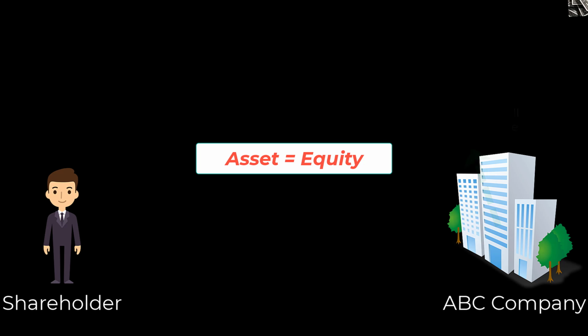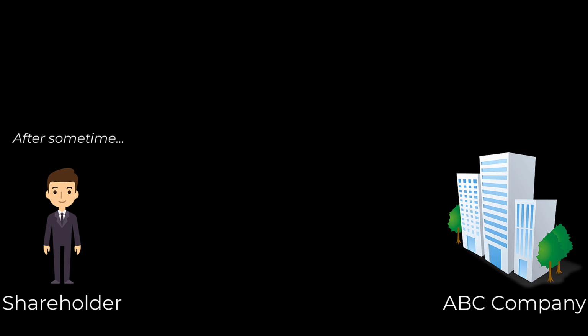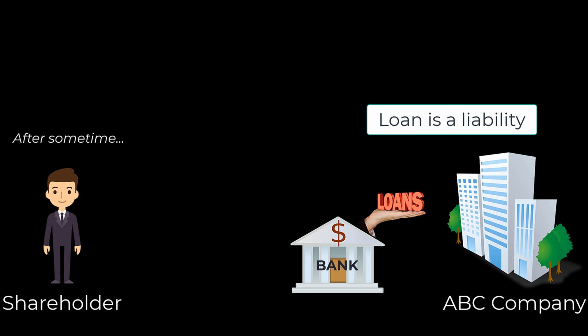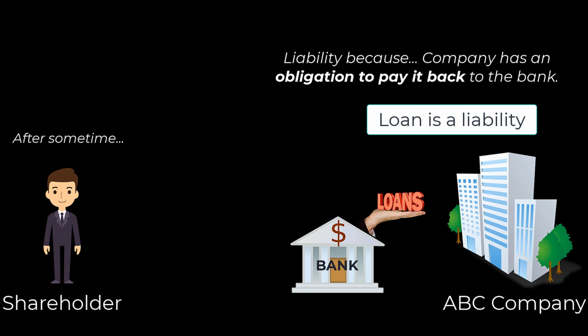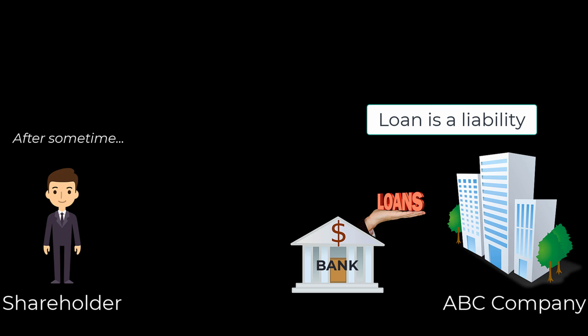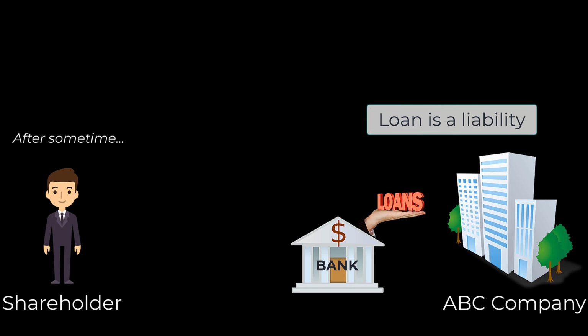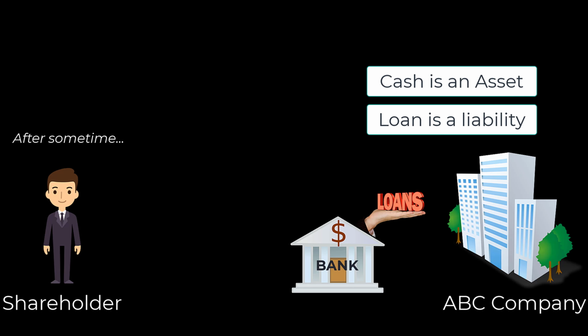Now let us say after some time, after a year, when the company starts running the business, it may take some loan from a bank. When a loan is taken from a bank, this loan is called a liability because the company is obliged to pay the money that it has taken from the bank. But the cash that we receive from the loan, what is it called? It is called an asset. So now the loan becomes a liability and the cash becomes an asset.